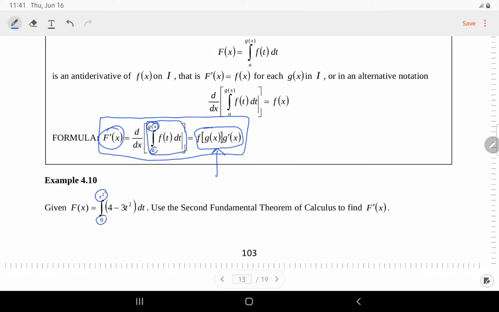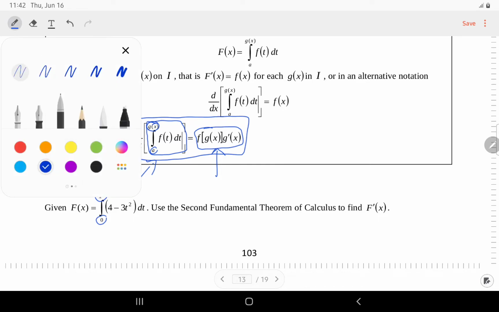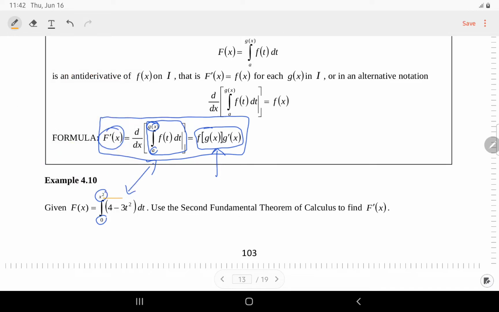So in this formula we need to find what our function g is. Compare this with this. Our function g here is x square, because g is the upper limit. So our g of x is x square. Referring back to the formula, we need to find g prime. So our g prime is 2x.